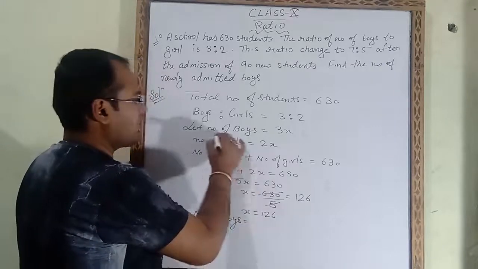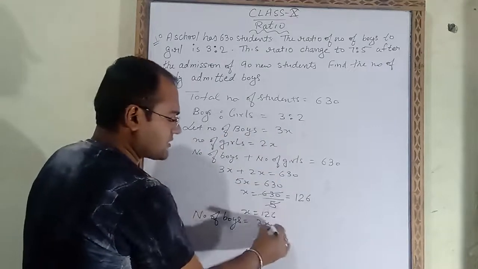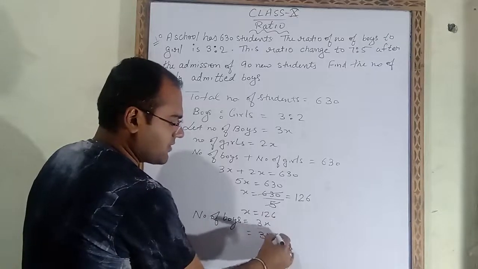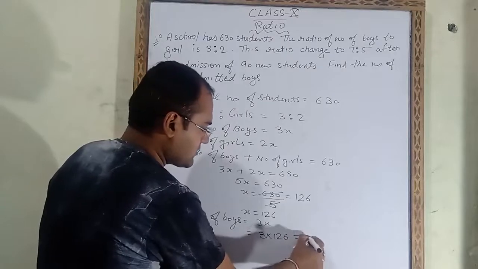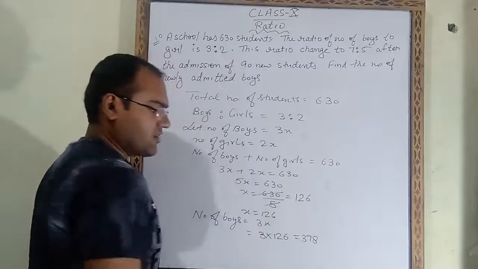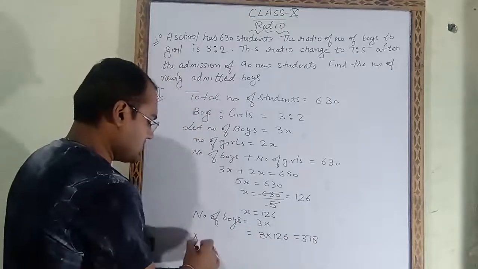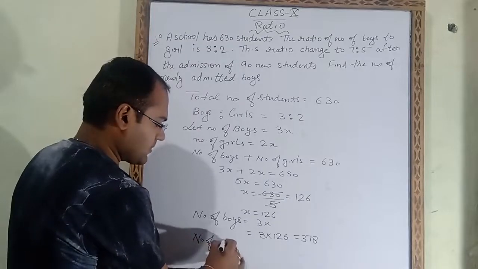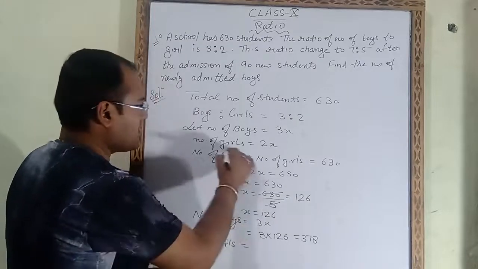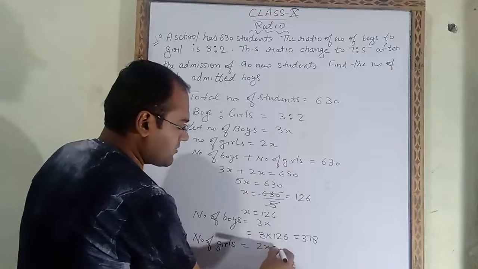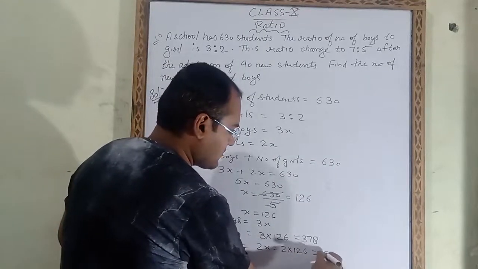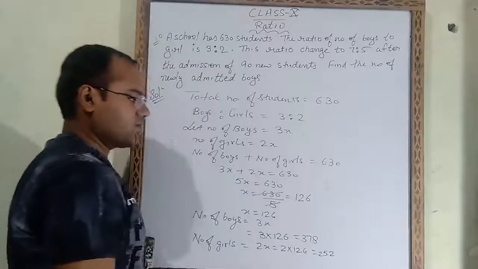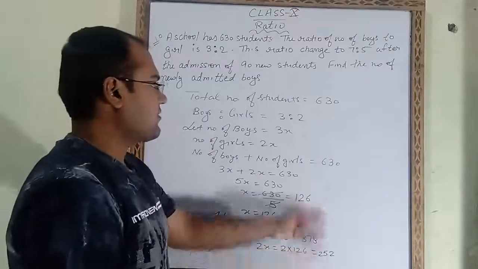Now we will get the number of boys. How many boys are there? 3x, that means 3 multiplied by 126. The answer will be 378 boys. Number of girls: how many girls are there? 2x, that means 2 multiplied by 126, which is 252. When you add them, the answer will be 630 only.